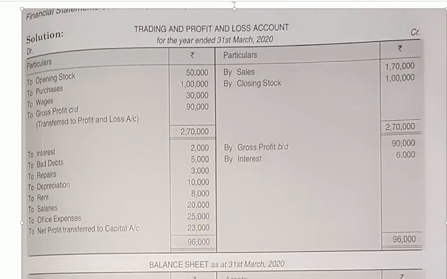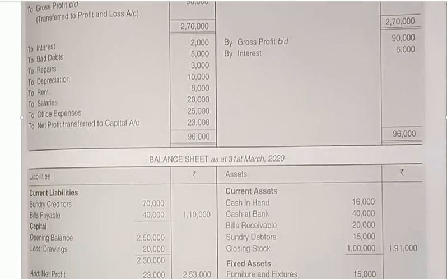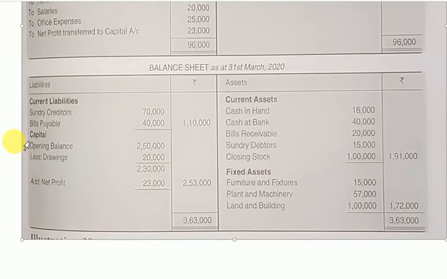So let's proceed towards the balance sheet. Here in the balance sheet, you can see all the liabilities will be recorded on your left hand side, and all the assets will be recorded on your right hand side. On your liability side, you just see the things. There are sundry creditors and bills payable, as I told you. So both items will be 1,10,000. Here the capital, the opening balance, that is 2,50,000. That is the balance of capital mentioned in your books. So that is 2,50,000.